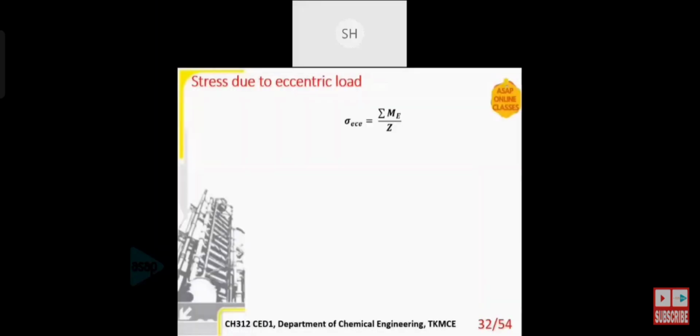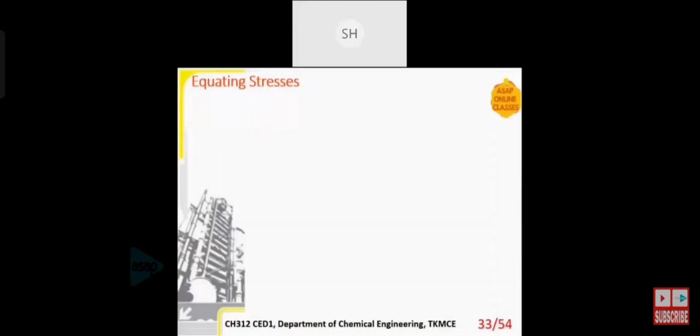Then eccentric load. I mentioned there may be some eccentric loads like pipelines, ladders, platforms, etc. Due to the eccentric load, the stress is given by this equation, sigma Me divided by Z. Me is the moment due to eccentric loads. W1 is the weight of the eccentric load, and E1 is called the eccentricity factor, so that also should be given. So W1 E1 plus W2 E2, and so on, till whatever is given.